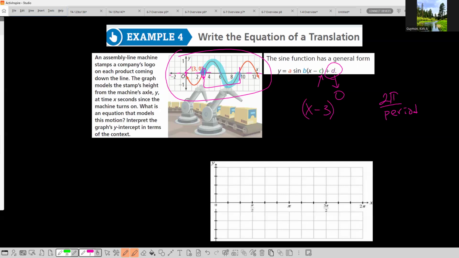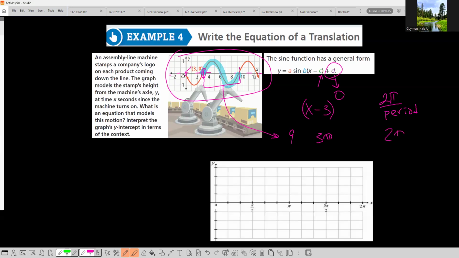Assembly line stamps log on graph models the stamp height from the at time x seconds turns on. What's an equation that models this? So we're going to have to estimate to get that number. If it's just past 9, I'm thinking that could be 3 pi, which would be just over 9, right? So let's use 3 pi for the period.